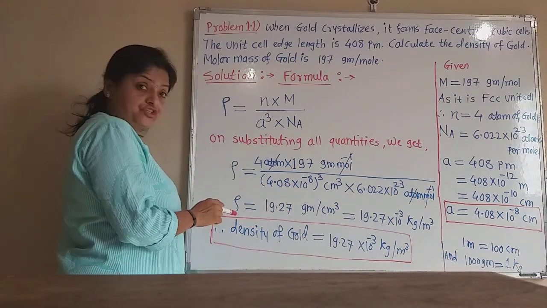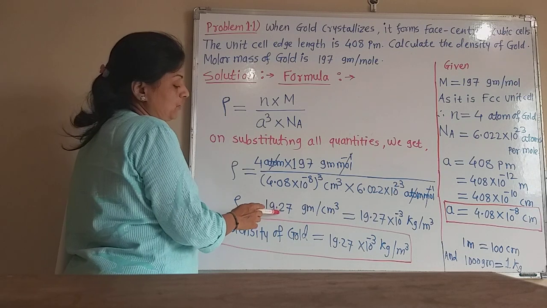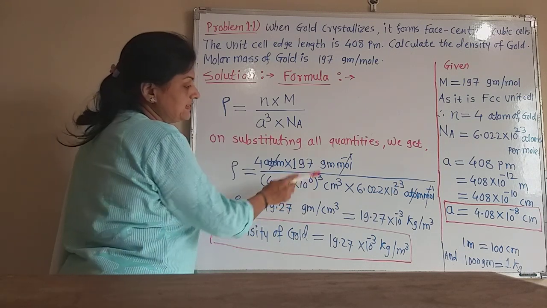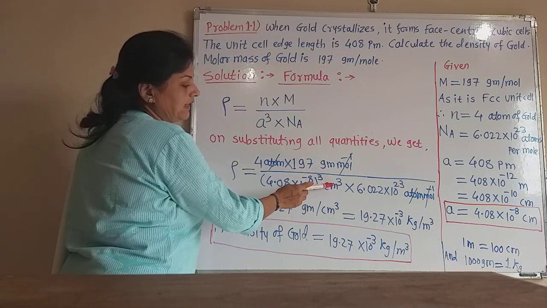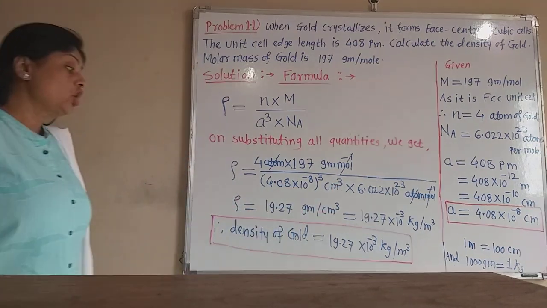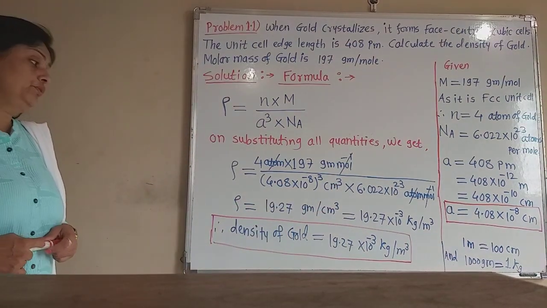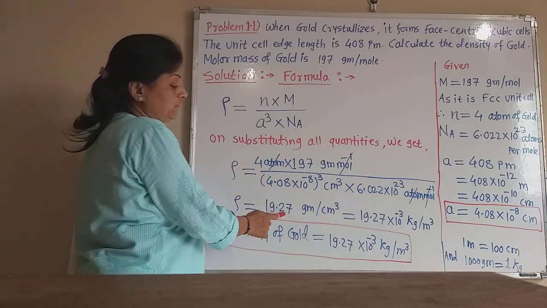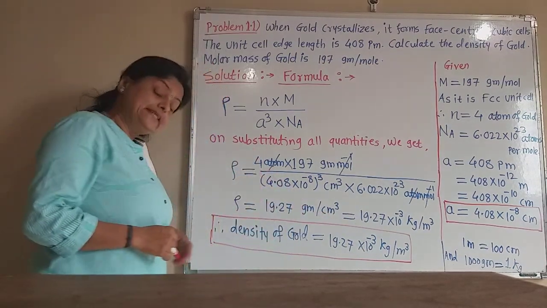Your answer must come in this way, 19.27, and the unit is, this gram is remaining, and this divided by centimeter cube, so per centimeter cube. So rho, that is the density of the unit cell, is nothing but 19.27 gram per centimeter cube.